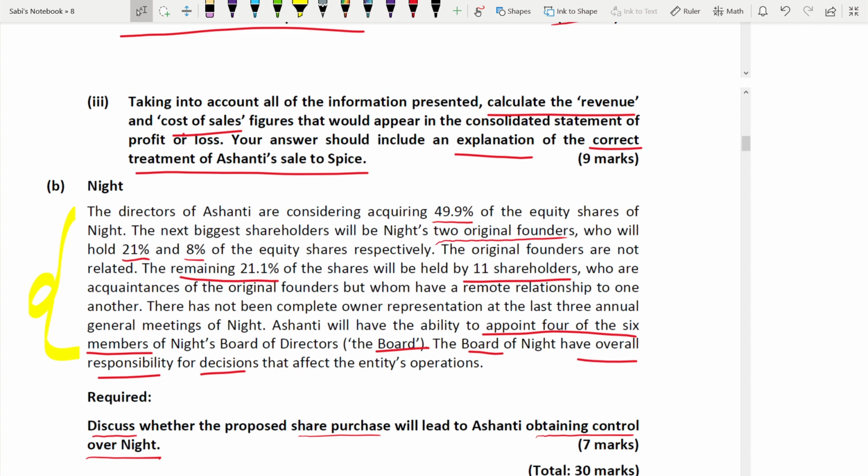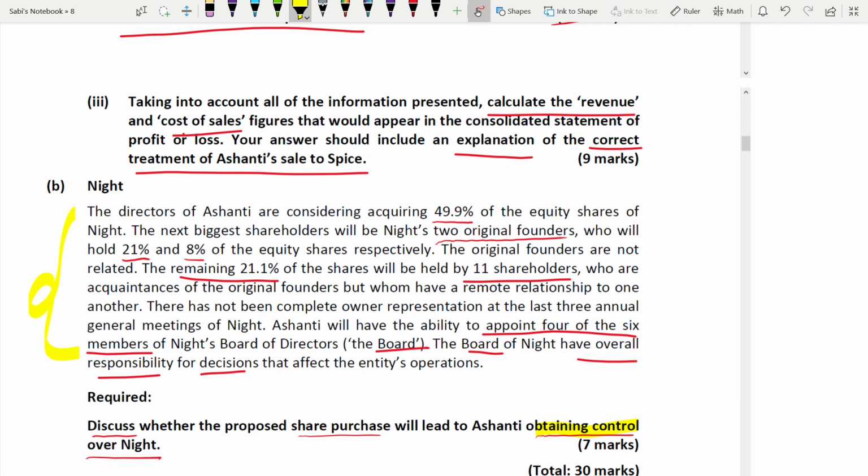But such information is not given to you in this case study. The wording emphasizes one thing: control, whether they will obtain control or not. So by looking at this wording, it tells me which standard, because control is defined in which standard? IFRS 10. Only IFRS 10. No other standard says what control is. So that's where I am very clear that this is the standard I'm going to use, IFRS 10. Understood?